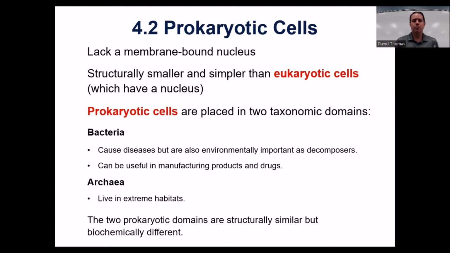Structurally, these cells are generally going to be smaller, and usually less complex than a eukaryotic cell. As we compare these two, you'll see there's a lot going on inside of a eukaryotic cell. The two main categories of prokaryotic cells are bacteria and archaea. We mentioned these briefly in chapter 1 because these are also the domains that we looked at. Bacteria and archaea are domains.